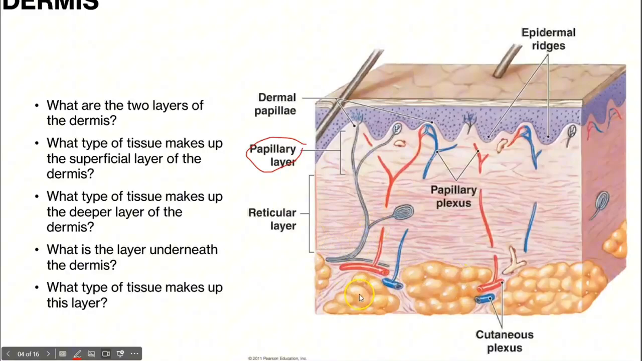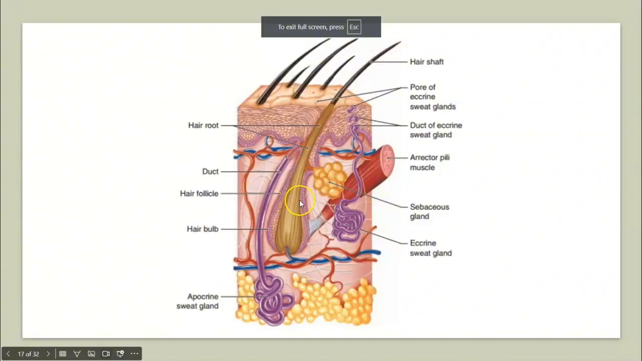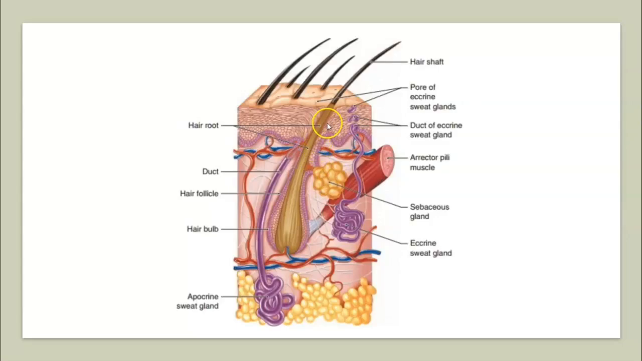You also should know that the layer found underneath the dermis is referred to as the hypodermis, and it is composed of adipose tissue. Also, while we're in the dermis, you do need to know the different structures found in the dermis, so the various glands that are found in the dermis. You know that the sebaceous glands always empty into a hair follicle. Those are the oil glands. And then we have eccrine sweat glands and apocrine sweat glands.